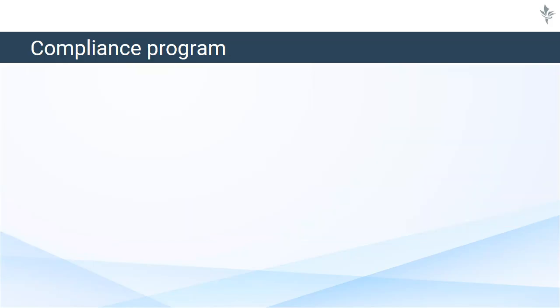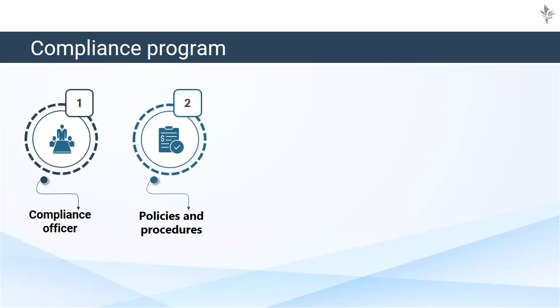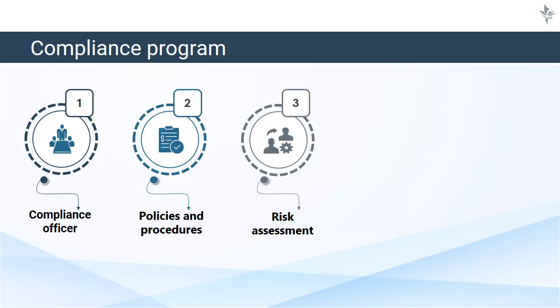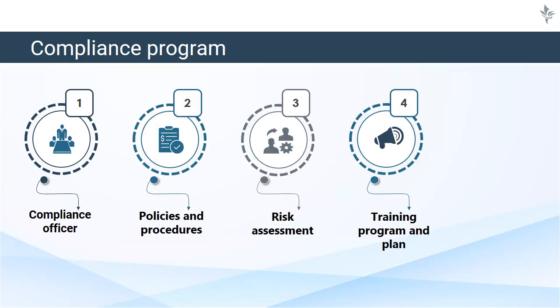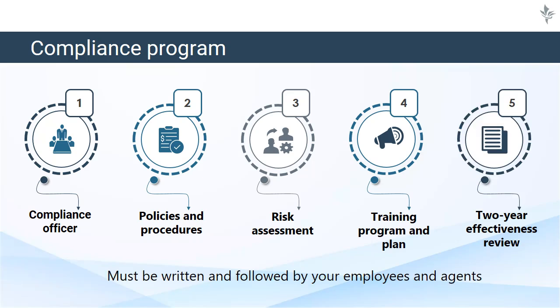A compliance program is a framework that helps you meet your other requirements under the Act and associated regulations. A compliance program has 5 elements: a compliance officer, compliance policies and procedures, a risk assessment, a training program and plan, as well as a 2-year effectiveness review. Your organization must describe and explain your program in writing, as well as ensure that you, your employees, and agents follow your program.